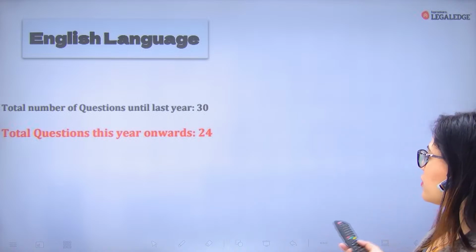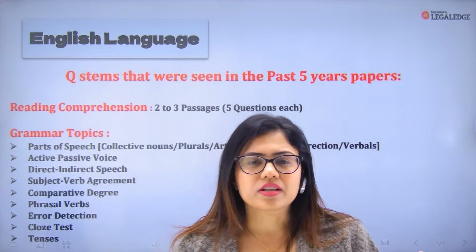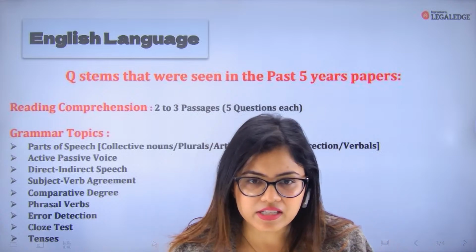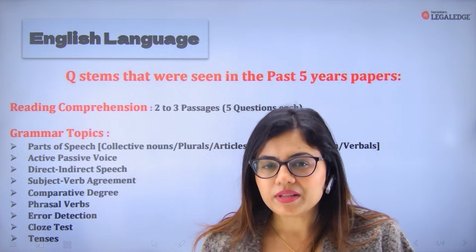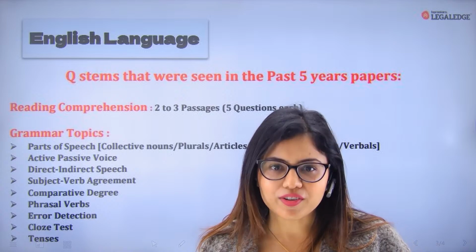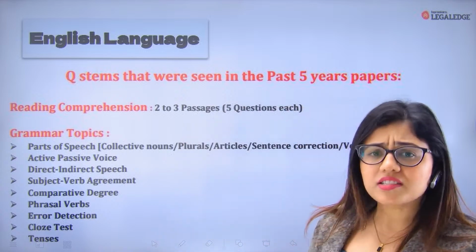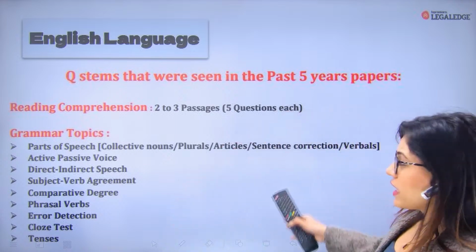Moving forward, what exactly are the dominant question stems that you're going to see in the MHCET paper? I think everyone knows that the MHCET papers are not really out and you do not really have anything to refer to, right? But still, from what has been seen over so many years, this is the conclusion.